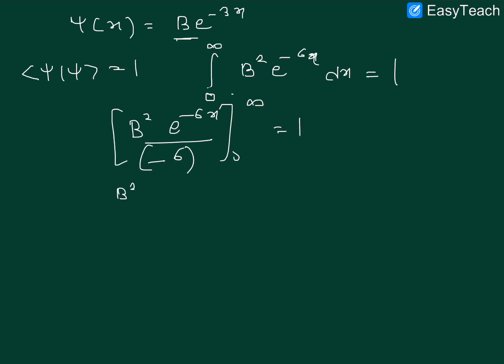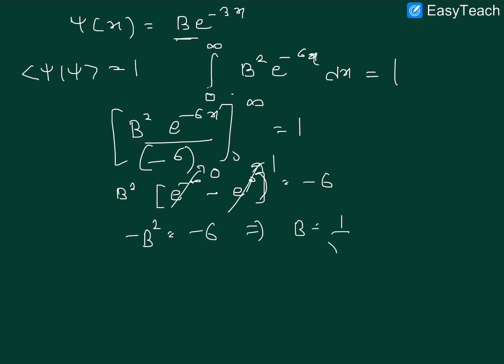We have b square, e to the power minus infinity minus e to the power 0, so minus b square. This goes to 0 and this goes to 1. That is minus b square equals minus 1, which implies b equals 1 by root 6. So our wave function is 1 by root 6 e to the power minus 3x.